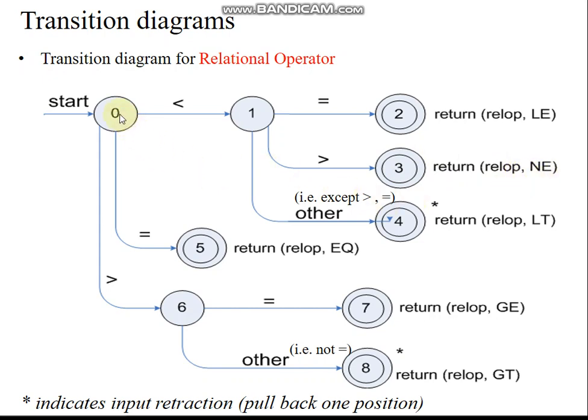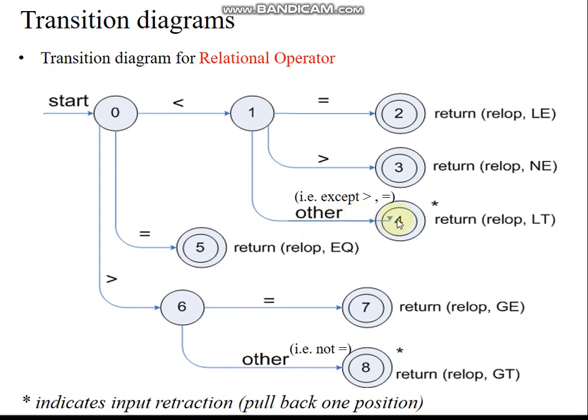Then if it is only less than, over the less than it moves from the initial state to the first state, then it moves on other. Other means, for example, look at this: A less than B. From initial state 0, over the less than, it moves to the first state, then it moves on B. So B is the other symbol. Now the less than is accepted, and the pointer is at B. So it has to come back to this position, and only then will it recognize the next token. B is the identifier.